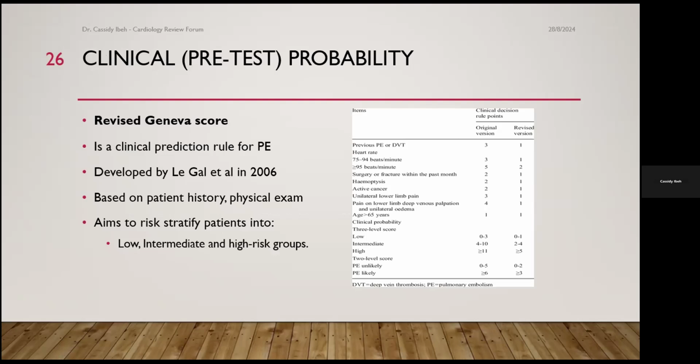And then looking at the clinical probability at the 3-level score, usually in the revised version, if you have about 0 to 1, then that's low. Then intermediate is 2 to 4. If the score is more than 5, then that can be regarded as high probability. Then you can also have a 2-level score where you have PE unlikely and PE likely.